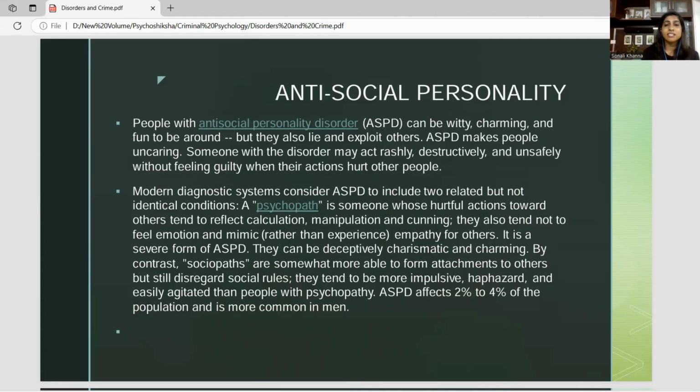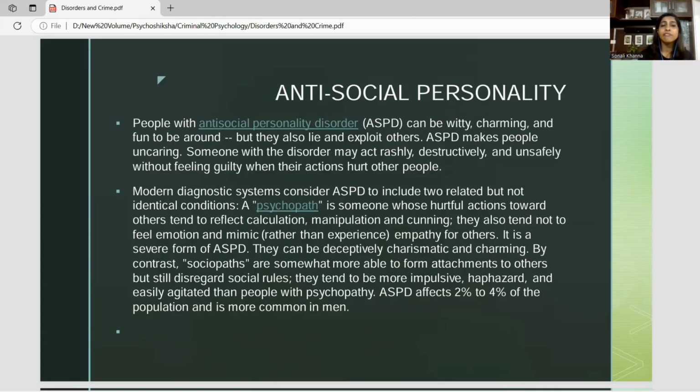Modern diagnostic systems consider ASPD to include two related but not identical conditions. One, a psychopath is someone whose hurtful actions toward others tend to reflect calculation, manipulation, and cunning. They also tend not to feel emotion and mimic empathy for others.